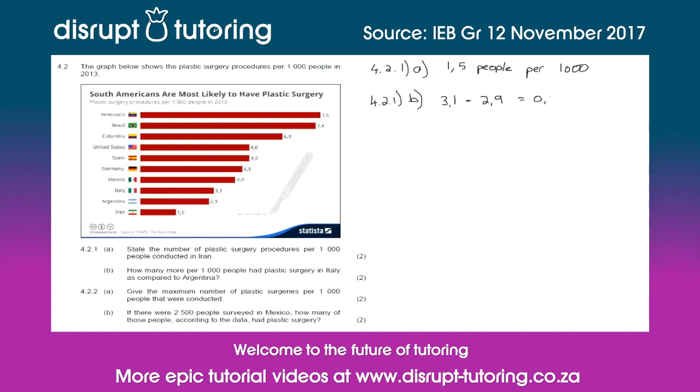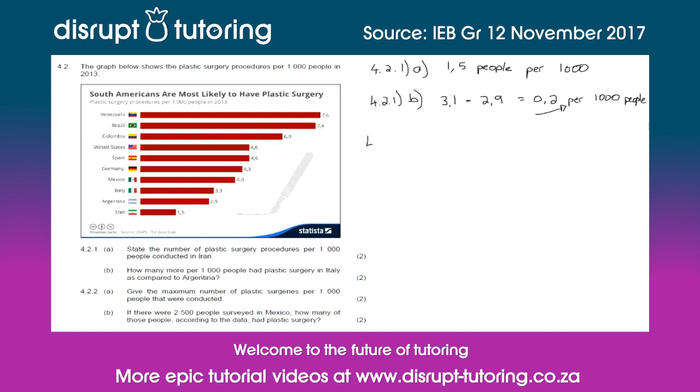0,2 per 1,000 people. So it's 0,2 is the answer that they are looking for.